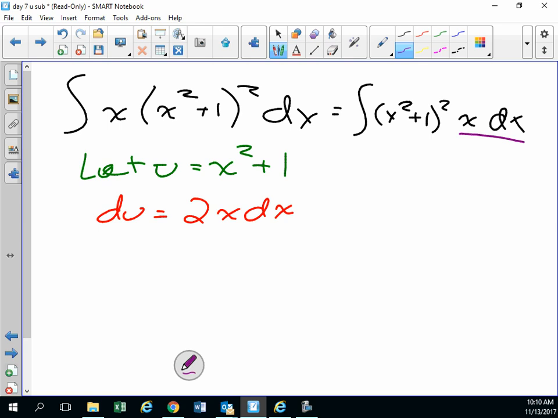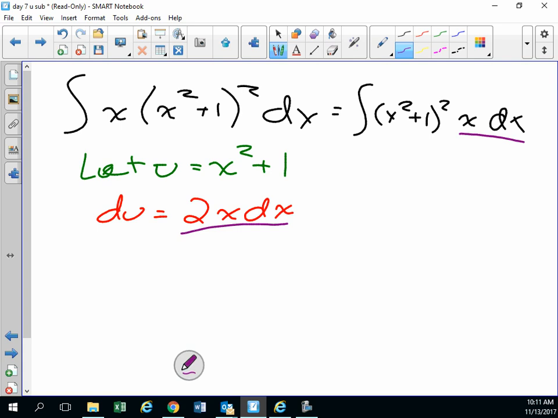Is this what I've underlined in purple the same as what I've underlined in purple? No. That's an issue, because they have to be the same in order for me to substitute. So I'm going to manipulate. What do you want me to do? Divide by 2. Manu said if I divide by 2, would I get my x dx by itself?